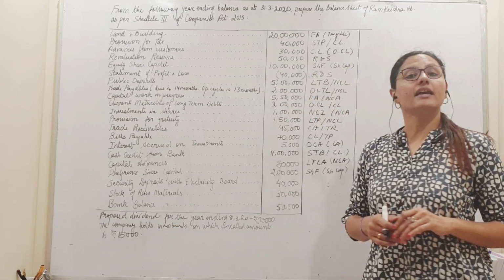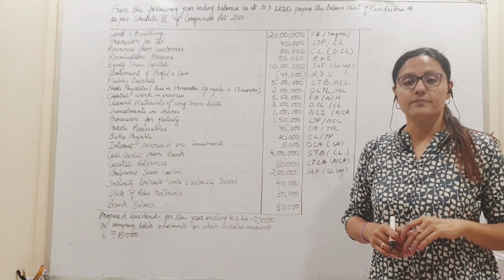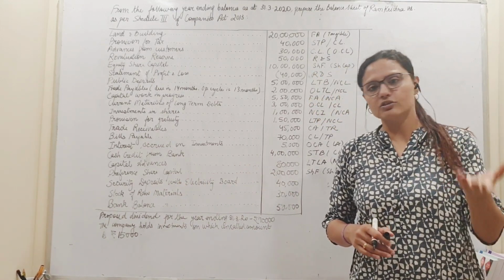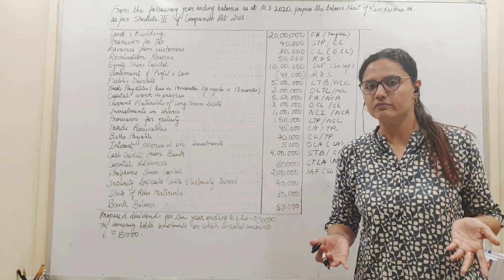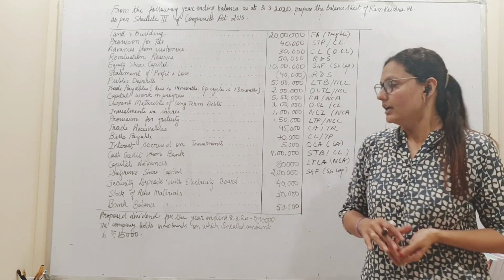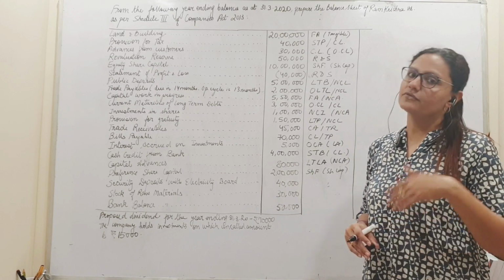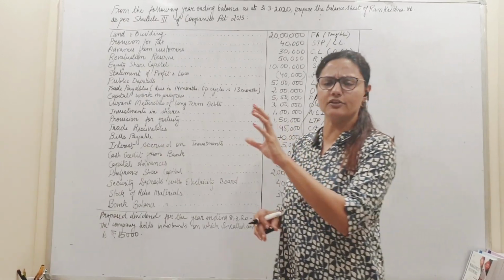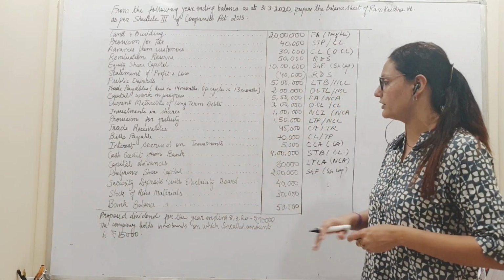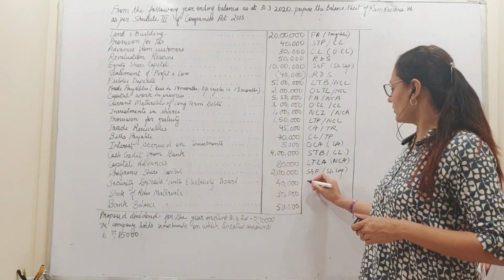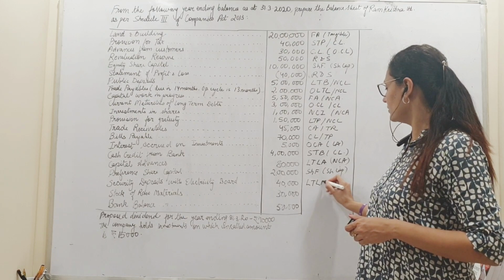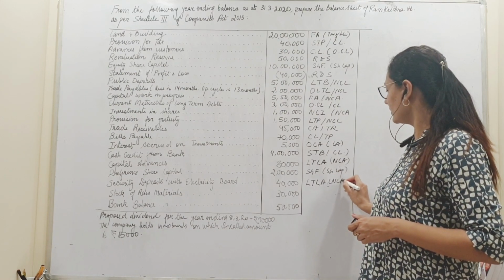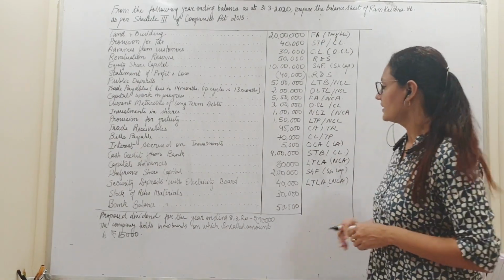Security deposits with electricity department or board. So you have made a deposit, of course you will be getting it back whenever you give away the connection, right? But this is not for a short term, this is for a long term. This will be there with the electricity board for a long number of years. So that will also come as long term loans and advances under non-current assets.